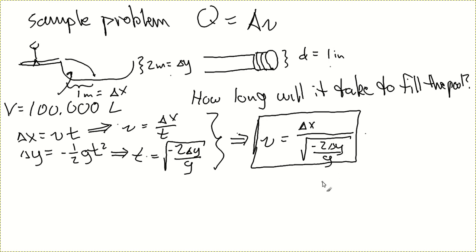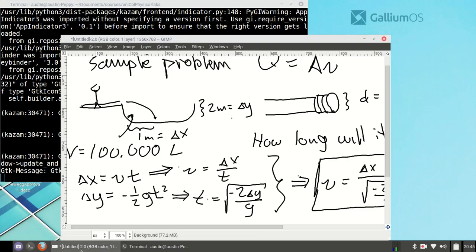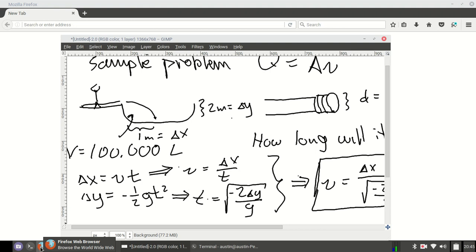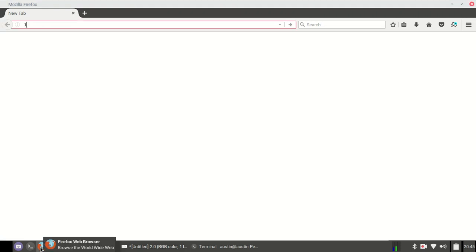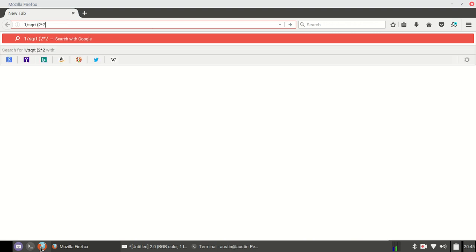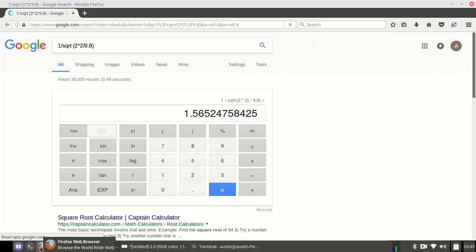And let's see. Well, actually, yes, we should put in some numbers, right? That's a useful thing to do. So we have delta x is 1 divided by square root of 2 times delta y. Delta y was minus 2. The minus sign cancels out. And then we had divided by 9.8. And that gives us a velocity of 1.5 meters per second.